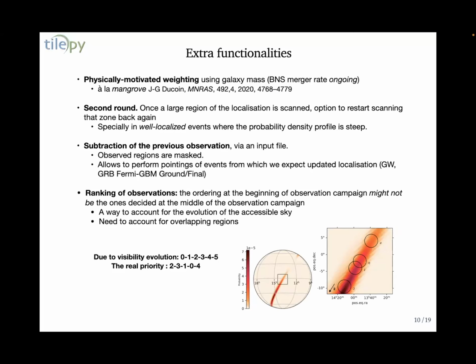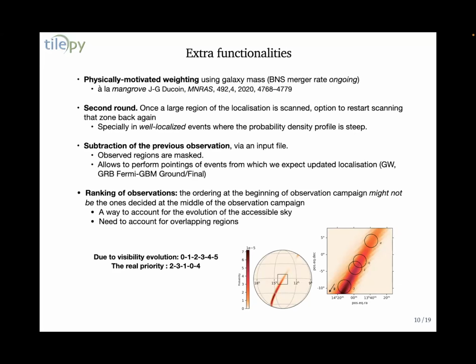We do a second round. What does that mean? This means that if you have a probability density profile that is very steep, so you have a lot of probability in the center, not so much in the outer parts, you may say, I just want to follow the center part. I don't care about these small ridges over here. So you would use this second round and focus on the central part of your uncertainty region.